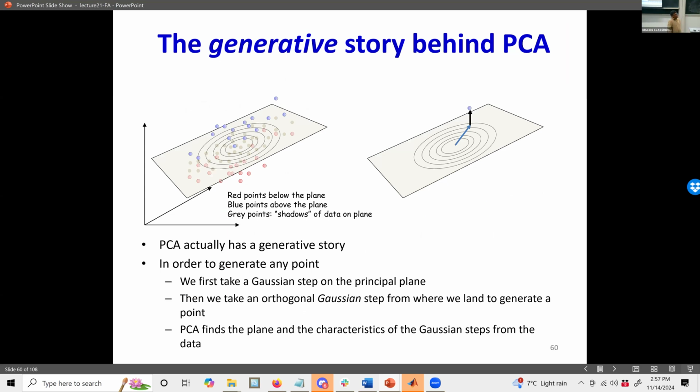Okay. So here's the generative story behind PCA. It says that Z is a standard Gaussian, right? So PCA says that my data have a Gaussian distribution. There's this principal subspace, and on the principal subspace the data have a Gaussian distribution. So in order to generate a data point, I'm first taking a Gaussian step along the principal subspace, and then taking a Gaussian step 90 degrees to the principal subspace. Why 90 degrees? Because we're always looking at projections onto the principal subspace, right? And so PCA finds the plane and the characteristics of the Gaussian steps on this principal subspace.